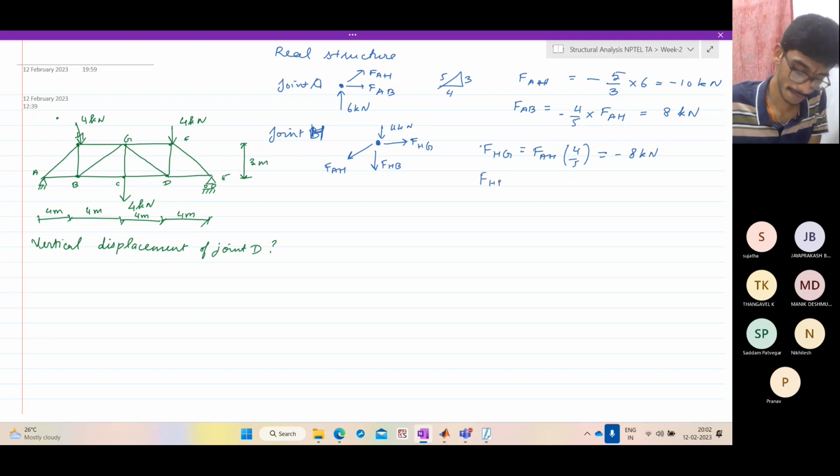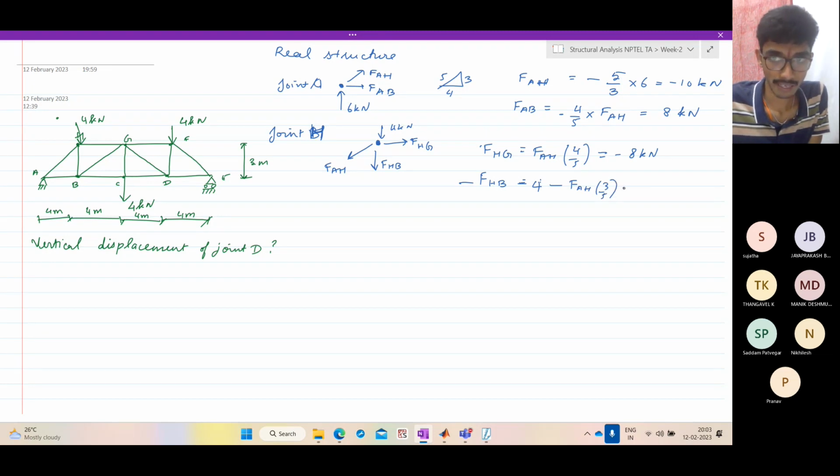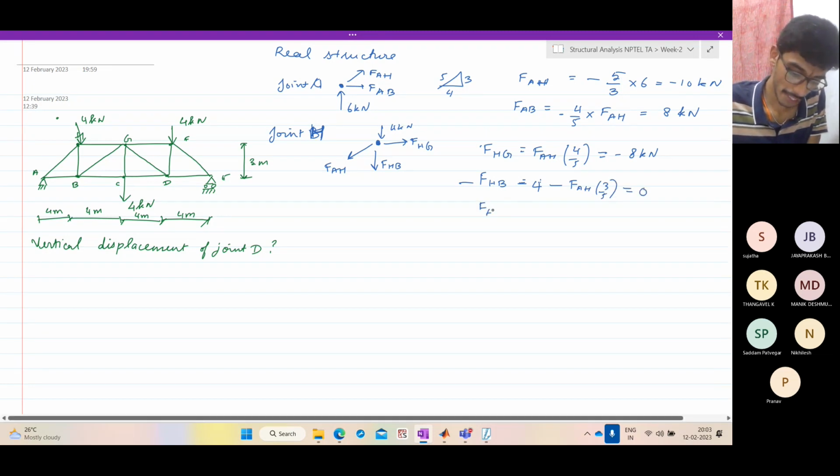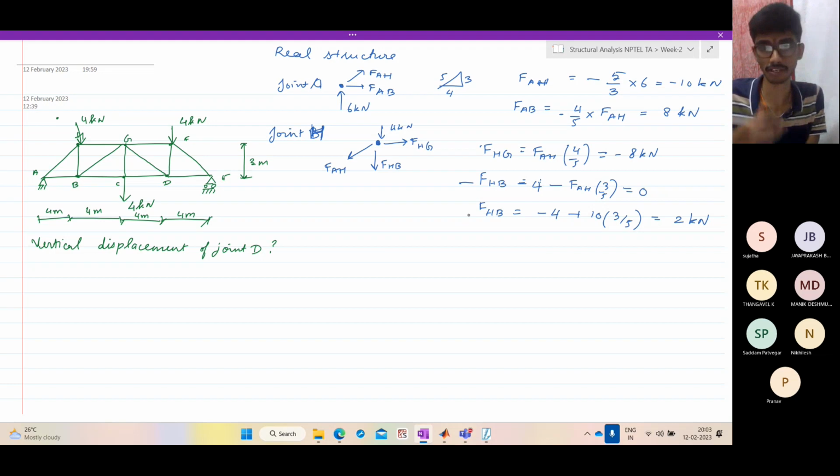What is FHB? Okay, let me write it down. FHB minus 4 minus FAH into 3 by 5 is equal to 0, which means FHB is equal to 4 minus FAH into 3 by 5. What is FAH? Minus 10. So it is plus 10 into 3 by 5, which is 6. So 6 minus 4 is 2 kilonewtons. So FHB is 2 kilonewtons.